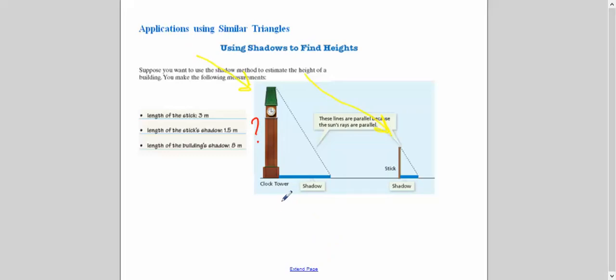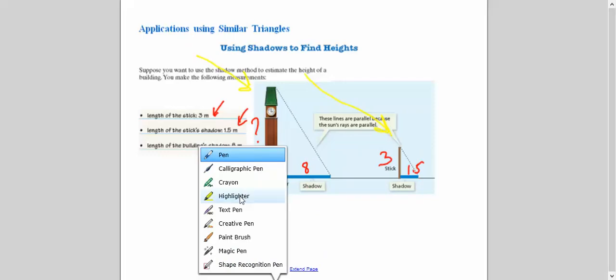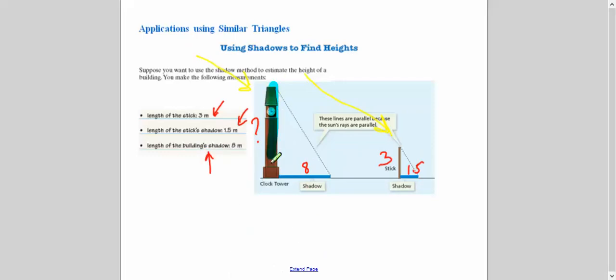So whenever you have a problem in geometry, you want to take the information they give you and put it in your picture. So the length of our stick is 3 meters. The length of our shadow is 1.5. And the length of our clock tower shadow is 8. So what we have here are two similar triangles. We have one triangle here, and then we have another triangle here.